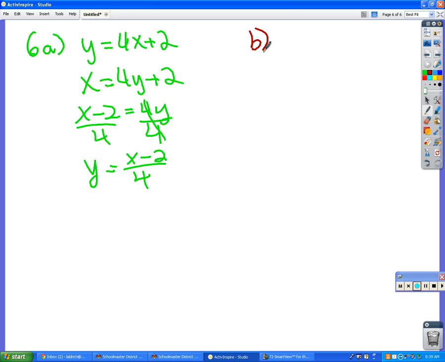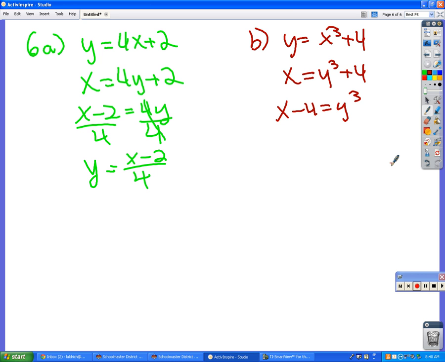So same thing for b. I'm starting with y equals x cubed plus 4. Switch the x and the y. This one should also be easy. What do I do first? Subtract 4. So x minus 4 equals y cubed. And then take the cube root of both sides. So final answer, y equals the cube root of x minus 4. So same as in the other one, instead of adding 4, we're subtracting 4. Instead of cubing x, we're taking the cube root of x.